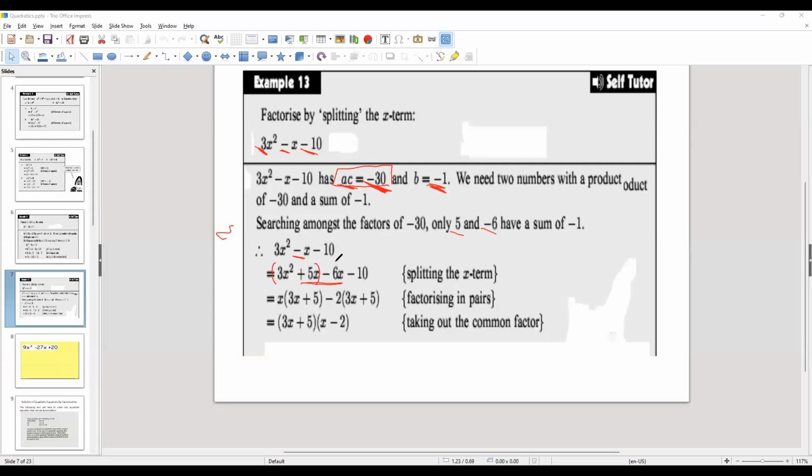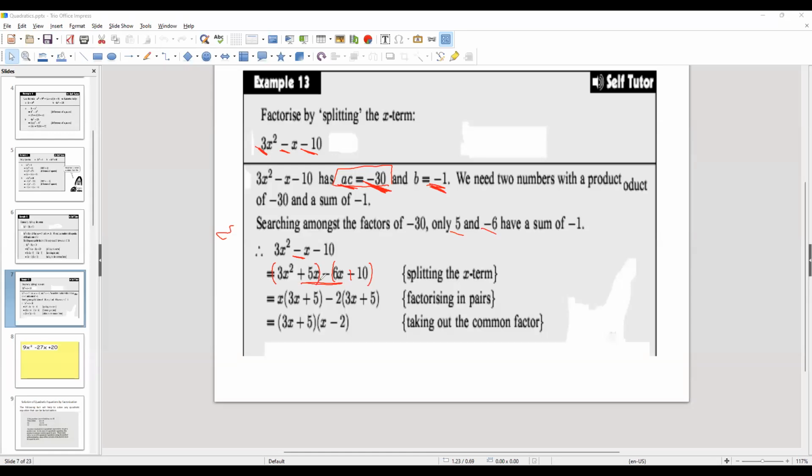But if we were to put these two in a bracket, we have to change this sign to a plus, because when we remove the bracket, this minus and that plus will become a minus, right? So when I put a bracket around here, this sign has to change. Now we're going to factorize them.